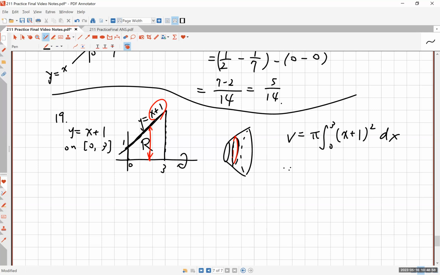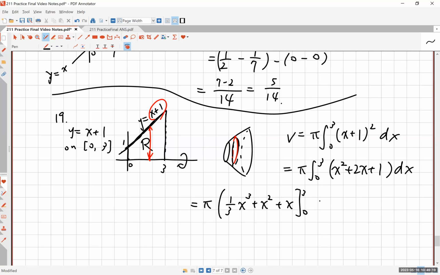That should not be hard. You have to know, of course, how to expand this. That's x squared plus 2x plus 1. Remember that 2x part, the middle term. And so the volume will be 1/3 x cubed plus x squared plus x. You evaluate this from 0 to 3. And of course, you multiply this entire thing by pi.